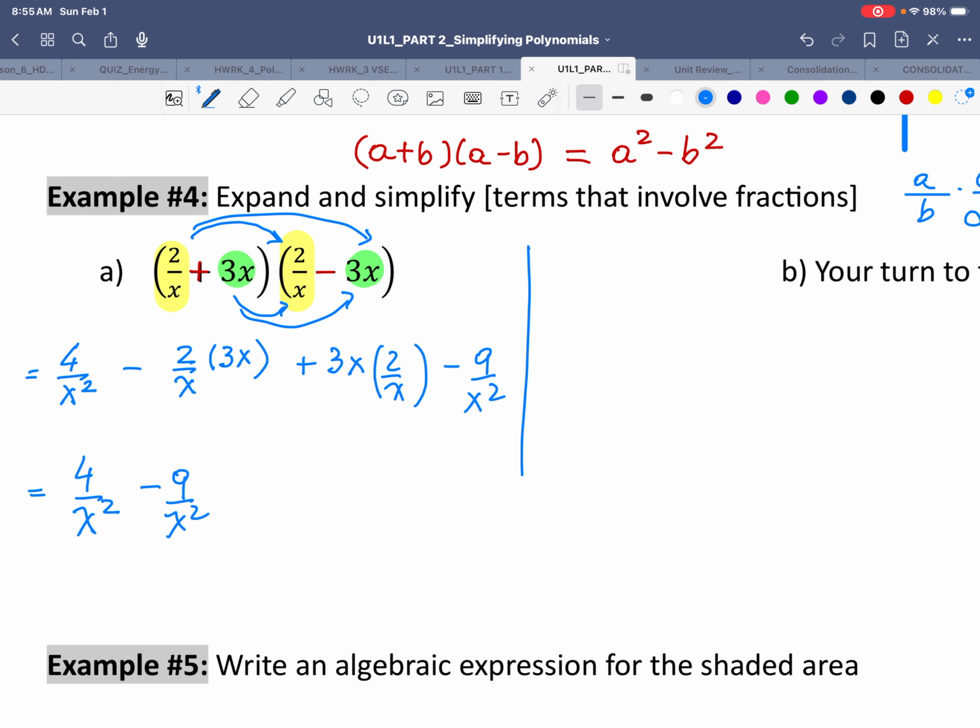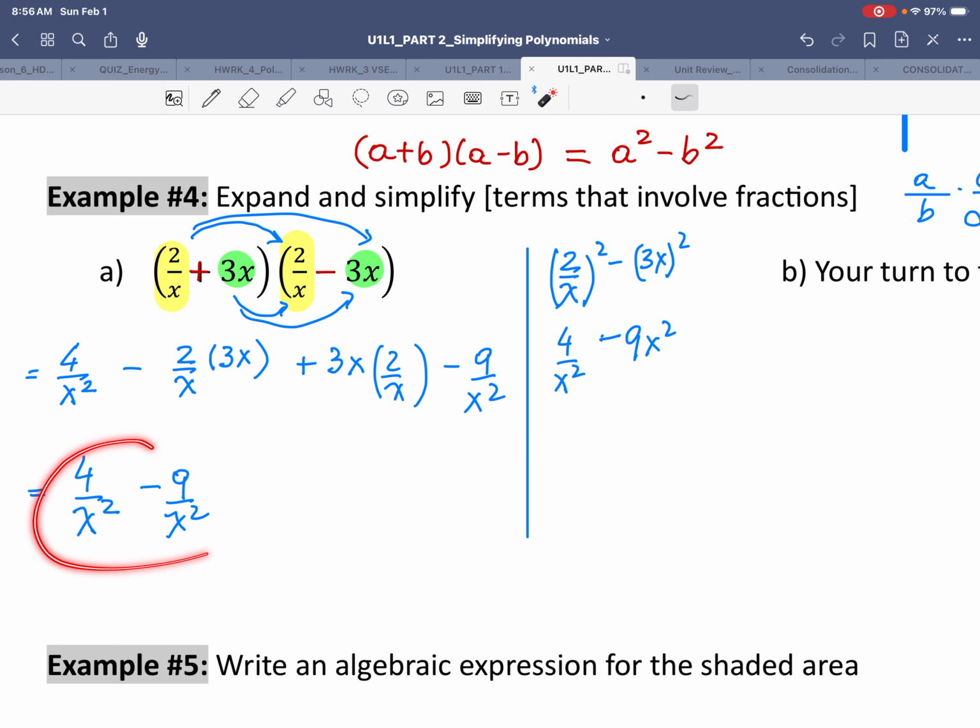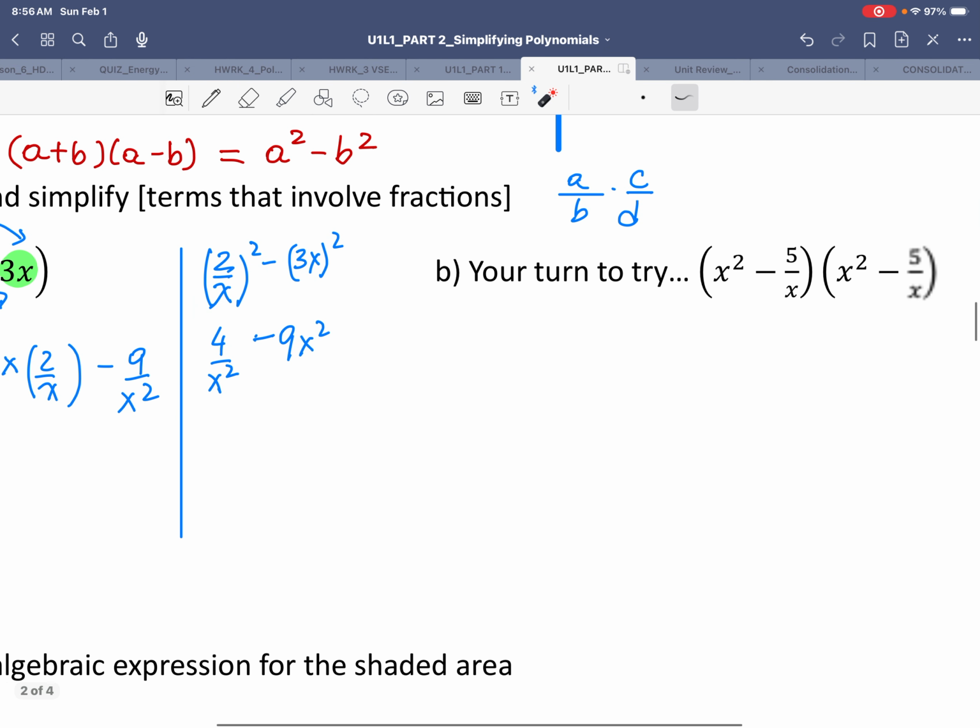So if we were to follow the difference of squares formula, this would be basically the first term. This would be your a value, and this is your b value, so a and b. And that would be 2 over x squared minus 3x squared. And that would result in 4 over x squared minus 9x squared. And that's the same as the answer we got in the expanded form. Now the question is, how would you want to do this? Obviously, you are expected to do this in the more sophisticated way, but following the difference of squares formula would be the more efficient way of doing this.